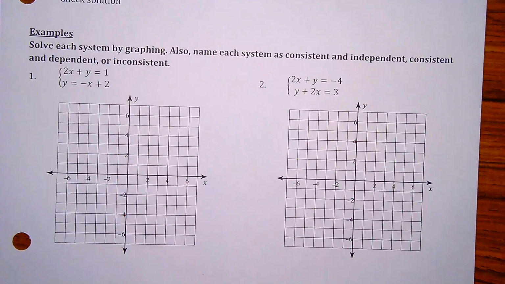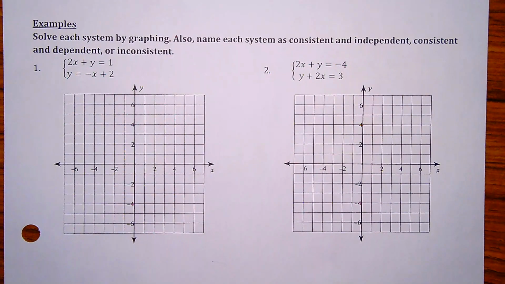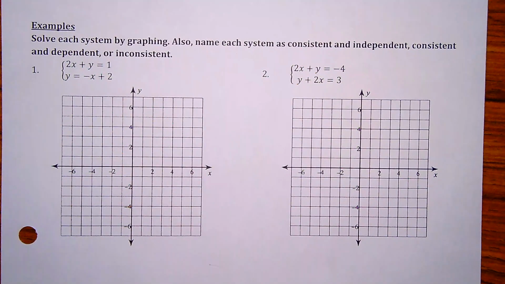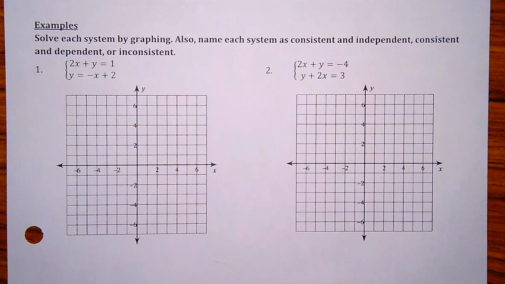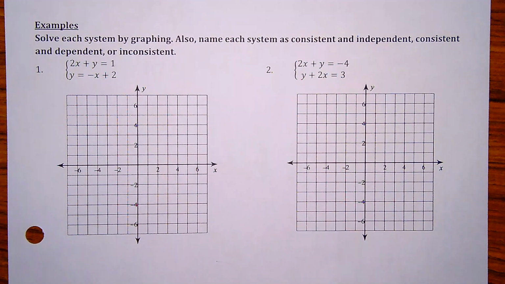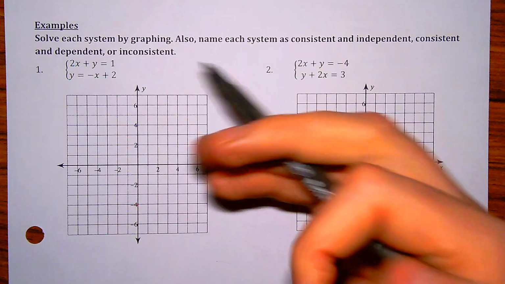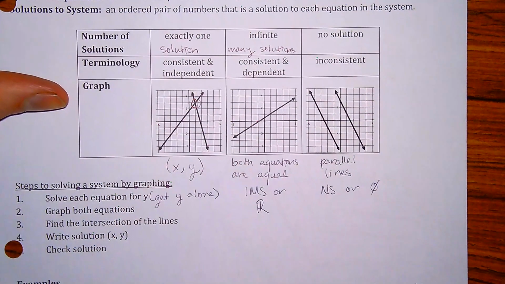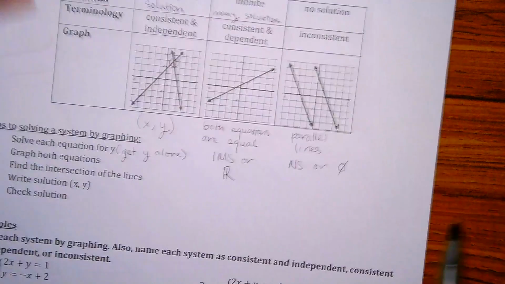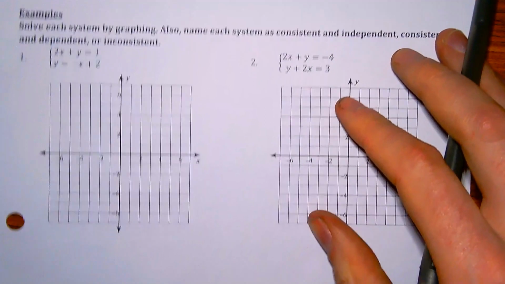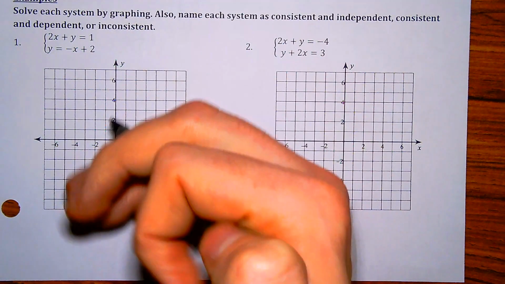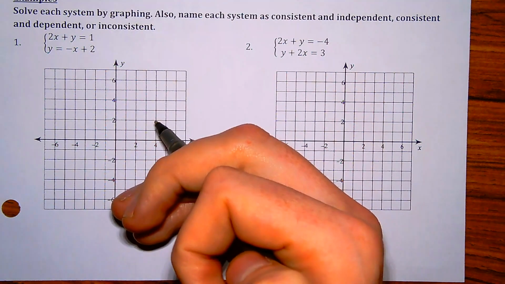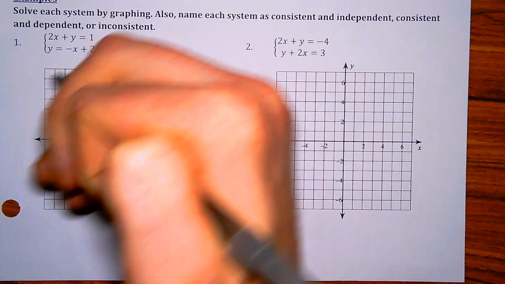So, here we go. Let's work through our steps. Solve each system by graphing. Also name each system as consistent and independent, consistent and dependent, or inconsistent. Okay, so that's the same thing as what we were talking about with our terminology. We should have an example of every single one in our notes today, so you should know what they look like. Okay, so our first step in solving these systems of equations is first solve for y.